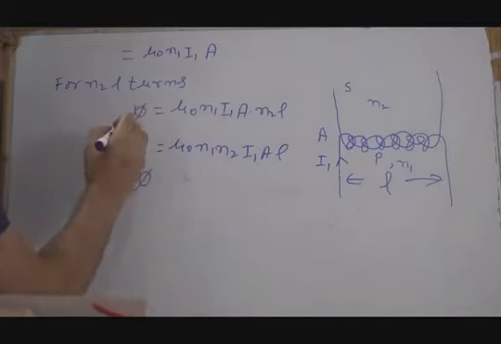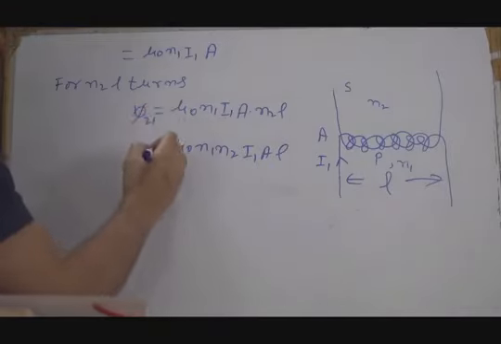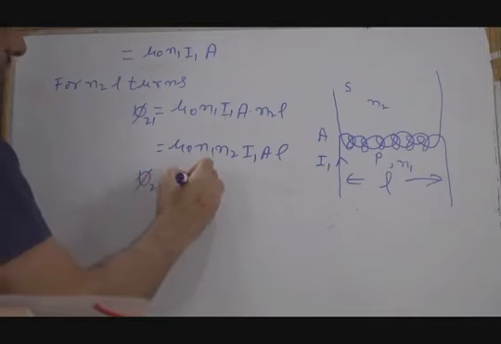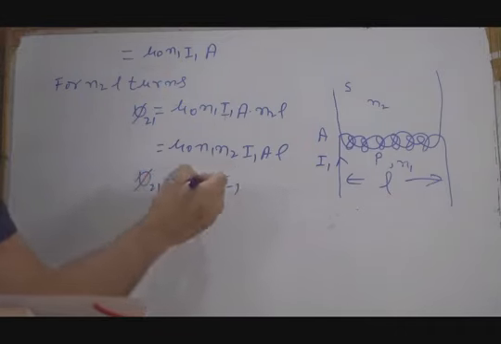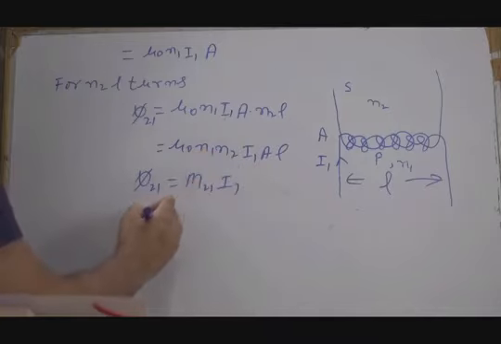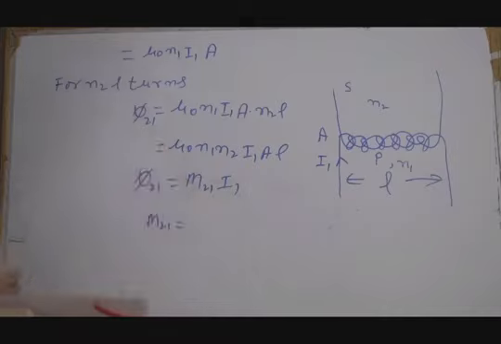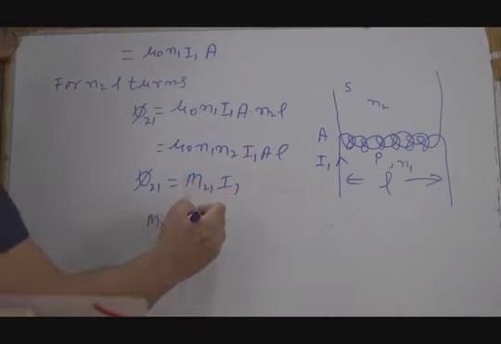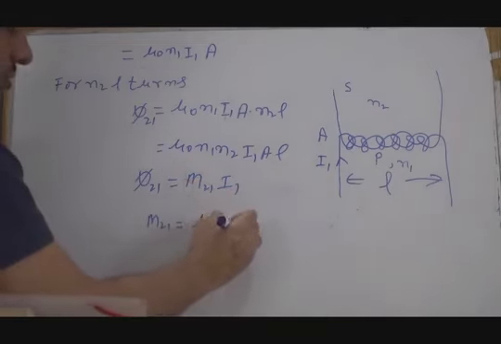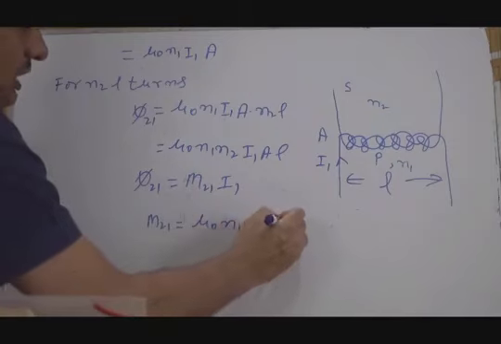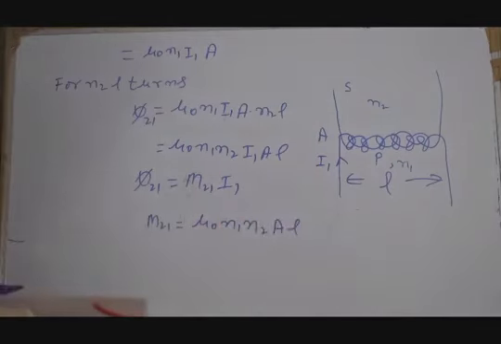And flux was also equal to flux in 2 due to 1, which was M21 I1. So if I compare these two equations, then the coefficient of mutual inductance of 2 with respect to 1 will be equal to mu 0 N1 N2 A L. That will be the mutual inductance of coil 2 with respect to 1. Similarly, if I want to calculate the mutual inductance of 1 with respect to 2, that will also be the same.